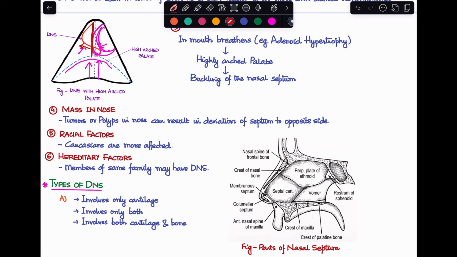First is, we know that the nasal septum has bony parts and cartilaginous part. If you look at the image over here, the septal cartilage, this is the cartilage part, and the rest of it is the bony part. So the 2 major bones are here, the perpendicular plate of ethmoid and the vomer, and the smaller contributions are coming from the rostrum of the sphenoid, the nasal spine of the frontal bone, the crest of the nasal bone. Then we have the anterior nasal spine of maxilla, we have the crest of the maxilla, and we have the crest of the palatine bone.